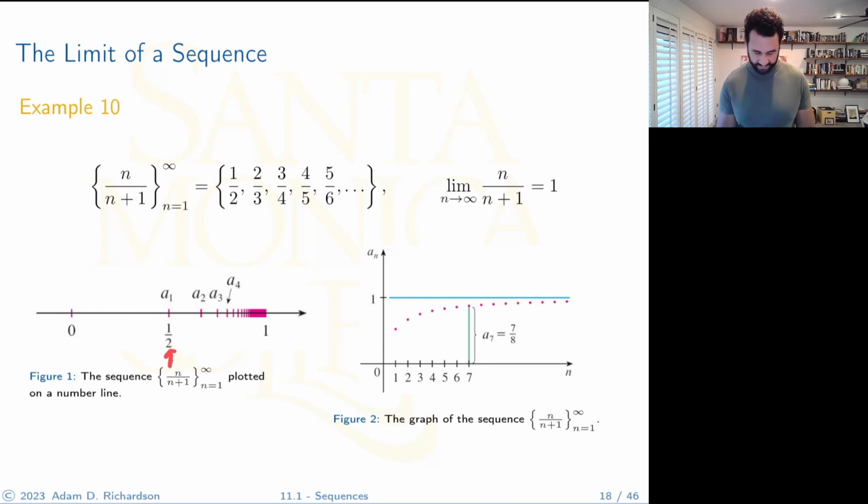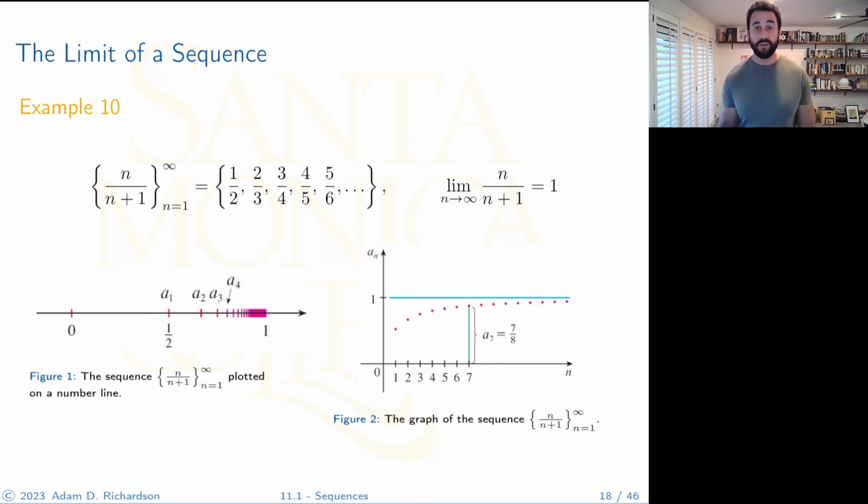So here's 1/2, here's 2/3, here's 3/4, here's 4/5, and so on. And what you can see is that this sequence, this list of numbers, is converging to the number 1. That's the limit of the sequence. So as n goes to infinity, this sequence goes to 1. That's what this is saying right there. So the limit of this sequence is 1.